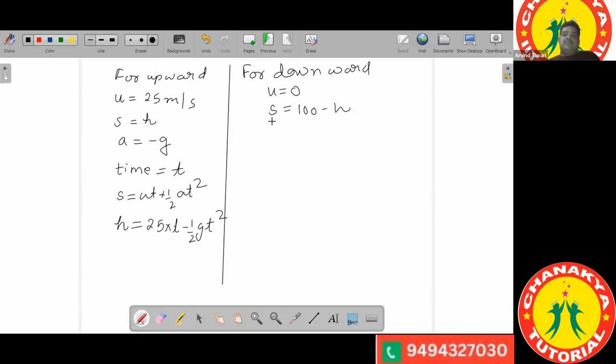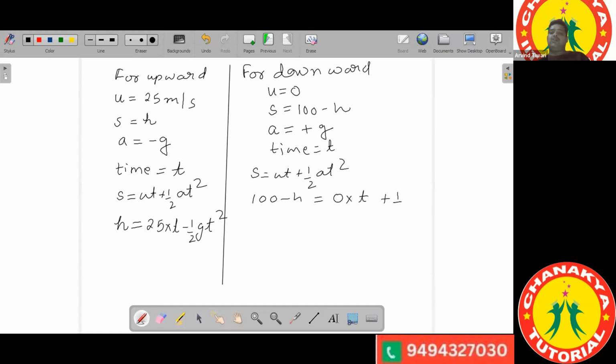Then we know acceleration now will be positive, so we'll put it as plus g, and time remains the same for both of them, so time we will substitute as t. By putting the values, we get s equals ut plus 1 by 2 at squared. S is 100 minus h equals u, that is initial velocity is 0 since it is dropped, multiplied by t, plus 1 over 2 g t squared.